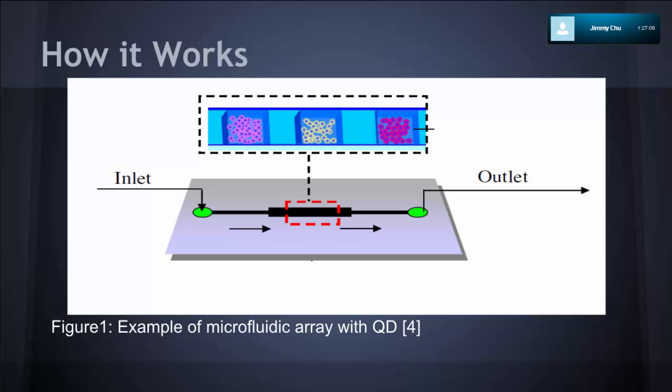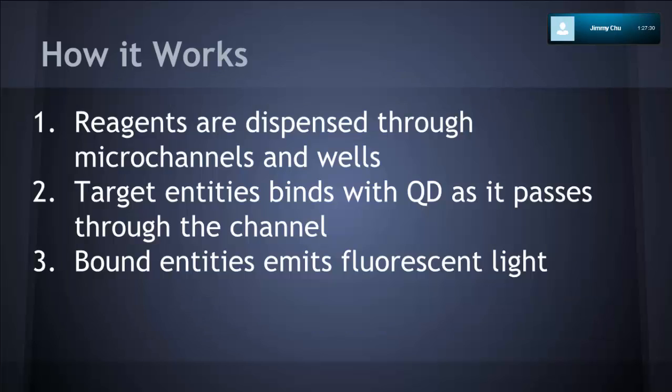The top half of the diagram is a representation of the microbead array used with the quantum dots sectioned into it, and these wells are where the target entities will bind, and the reagents are dispensed through the inlet, and it flows through because of the outlet that exists at the end of the channel.